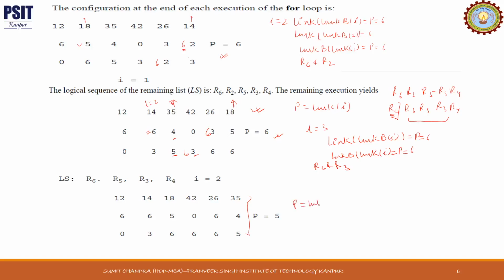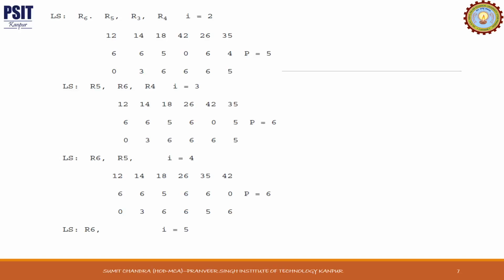And P is equal to link of I. So I is equal to 3. This is the third element. So P is equal to 5. Also now since we have exchanged R6 and R3 in this list, what we have now is R3, R5, R6, R4. So this is not trivially sorted. We'll work on this list in the next step. Okay, so this was the configuration that we got. Now I is equal to 4.